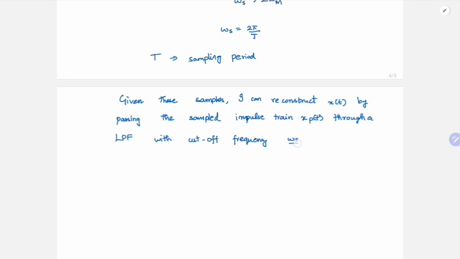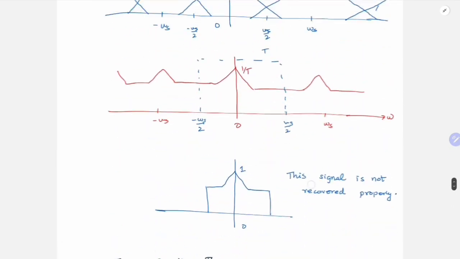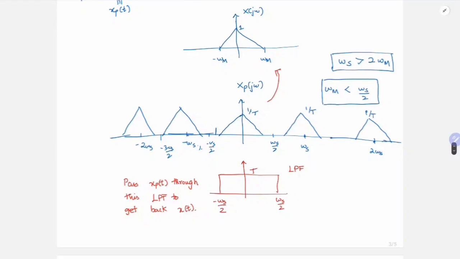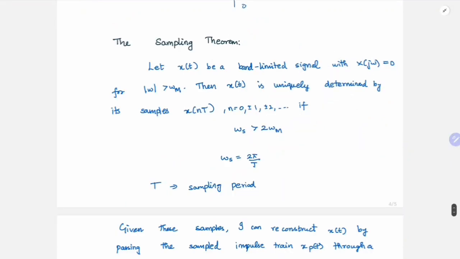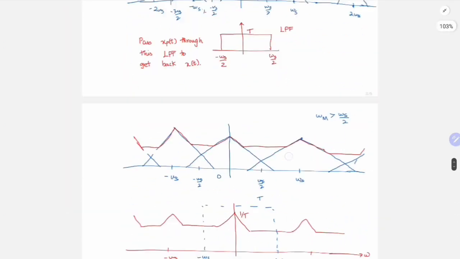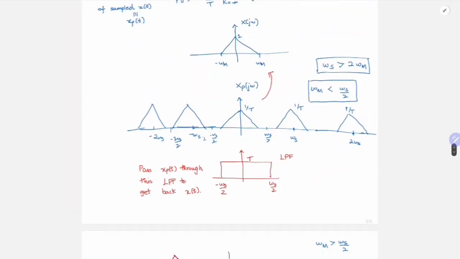Ideally it can be omega s by 2, but it can also be somewhere here. So if you see, it can also start from here, so it is not a problem. So it should be somewhere between omega s by 2 and omega m. Or if it is coming until here, then it can also be between omega s by 2 to this point. This point will be minus omega s plus omega m, right? So that way.